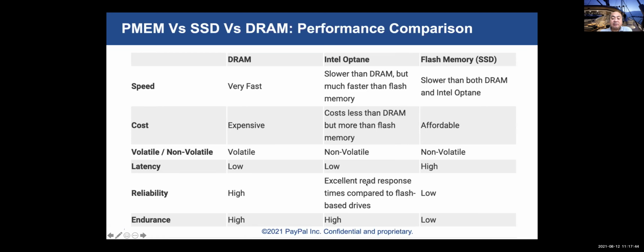In terms of reliability, the PMEM has excellent read response time compared with flash-based drives. And then endurance is also a very important factor. In terms of the wear and tear, the PMEM is actually quite high in endurance.